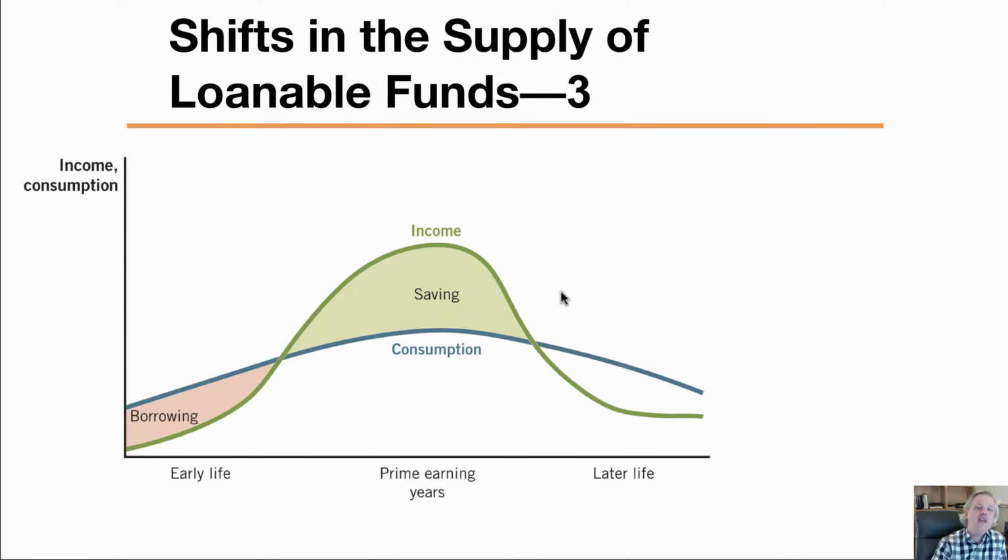And this is called the dis-saving portion of the consumption smoothing model. And this is where you're not having to borrow again, hopefully, but you're able to spend down this money that you saved plus the interest. And so this is called the consumption smoothing model.